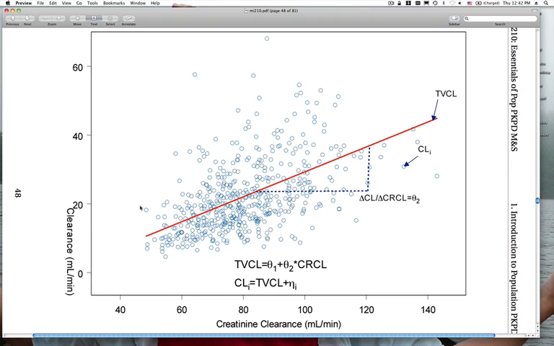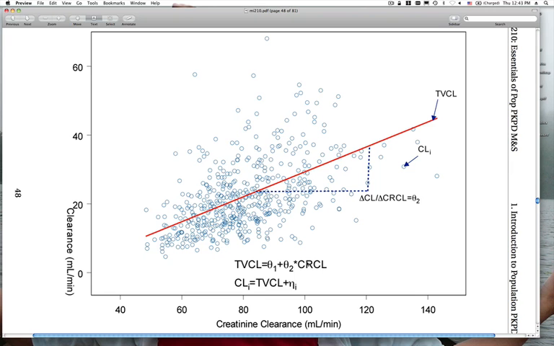But that variability does seem to follow a trend towards increasing clearance as creatinine clearance increases. And you'll see this red regression line here. That's the relationship, at least on average, for the typical individual, between clearance and creatinine clearance. We call that the typical value of clearance, and here we're expressing that relationship as a linear regression, with an intercept called theta 1 and a slope theta 2 multiplied by creatinine clearance. So it's a very simple linear regression model, kind of empirical here, but it gives us some idea of the relationship between drug clearance and renal function.